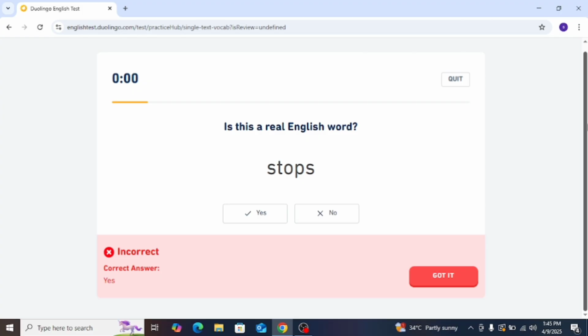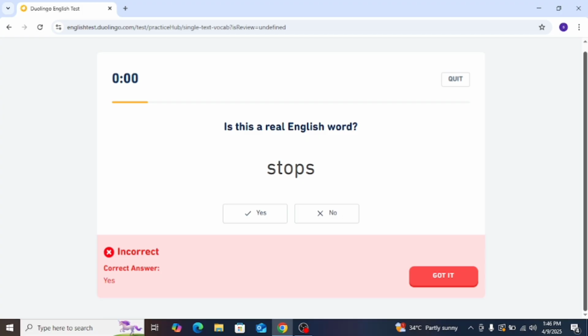So, stop is a real English word because the word has good spelling. S-T-O-P-S, stops is good spelling, and it carries a real meaning in English. So stop is a real English word.